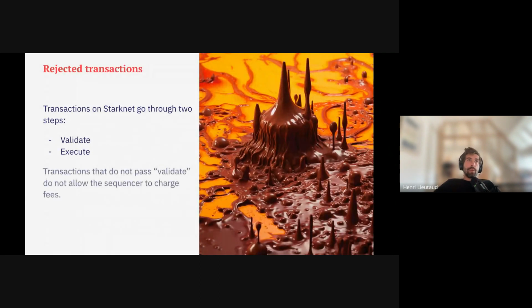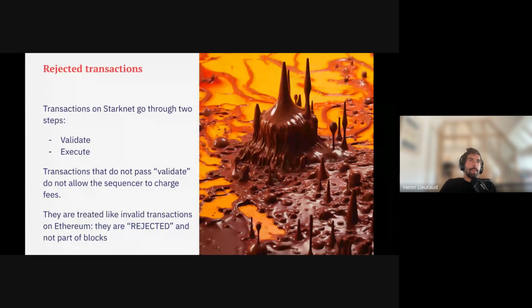Let's talk a little bit about rejected transactions. We talked a little bit about this first, right? In the current account abstraction implementation, transactions go through two phases: validate and execute. And when you think about it, it's the same on Ethereum. Your transaction on Ethereum, first there's a verification of the signature that is opposed to it, and then there's an execution. Transactions on Starknet do the same. They go through validate and then execute.